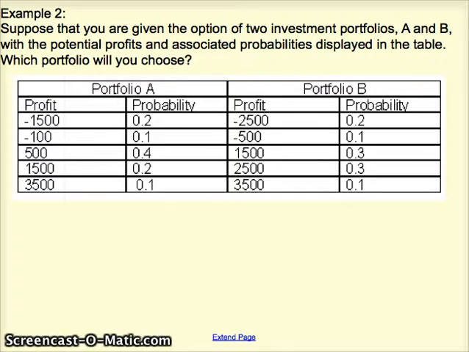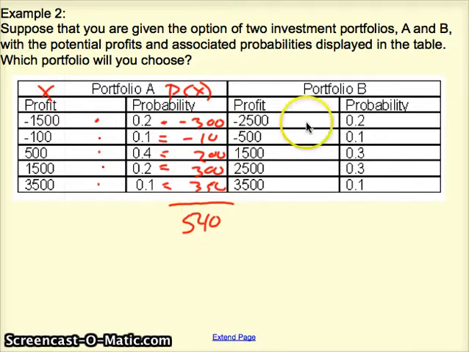Well, if you're doing the math here, if you can break it down, I've got every outcome and its probability one more time. So we multiply negative 1,500 times 0.2, negative 300, negative 100 times 0.1, negative 10. So I'm taking every outcome times its probability, and so on. 500 times 0.4 is 200, 1,500 times 0.2 is 300, 3,500 times 0.1 is 350. The expected value of portfolio A is the sum of all those things, which is $540.